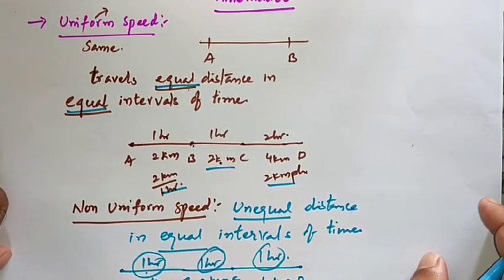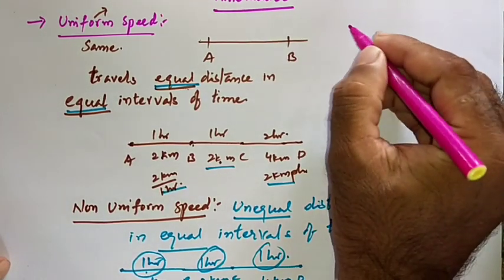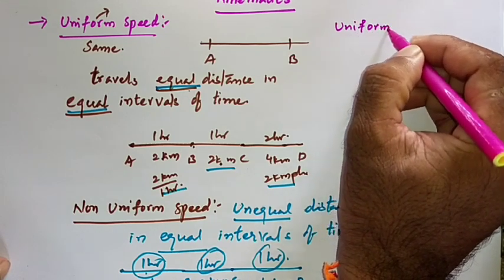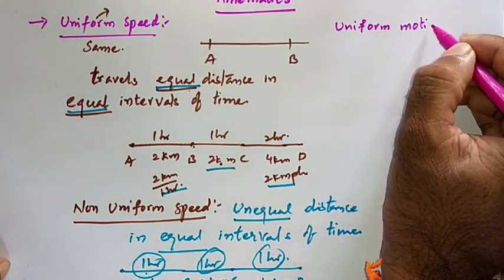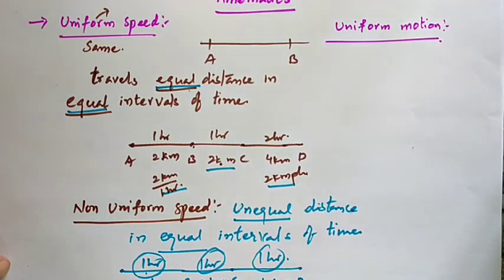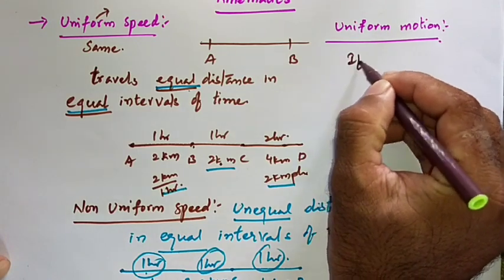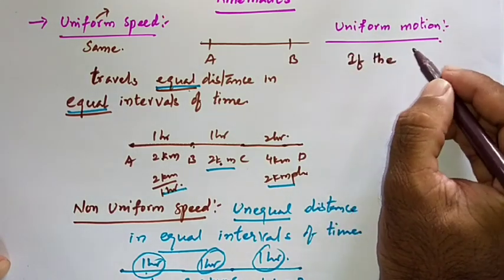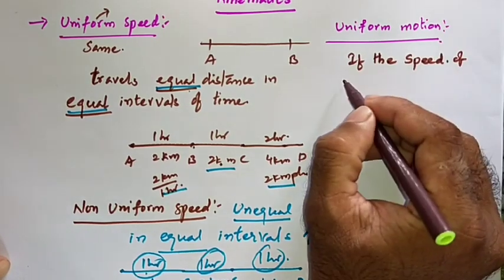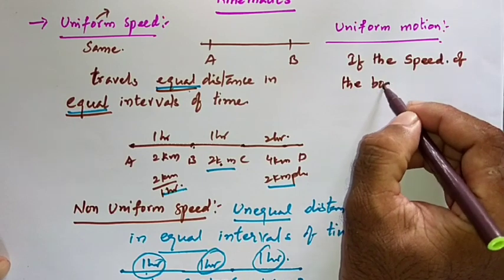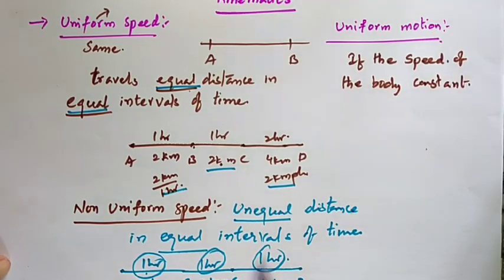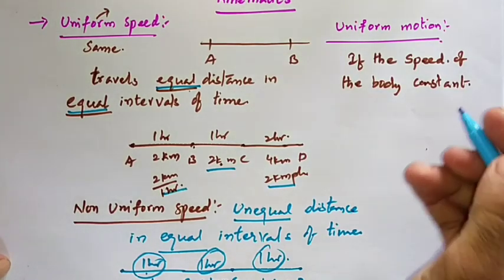What is meant by uniform motion? Listen carefully to this one. Uniform motion means the speed of the body is constant. Constant means there is no change in the speed of the body.